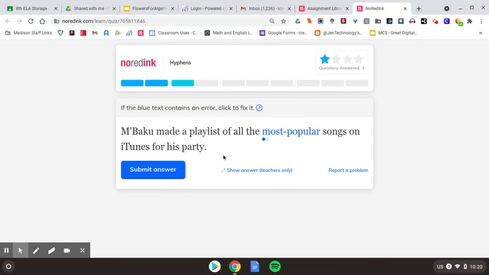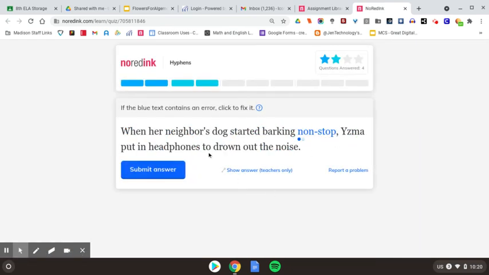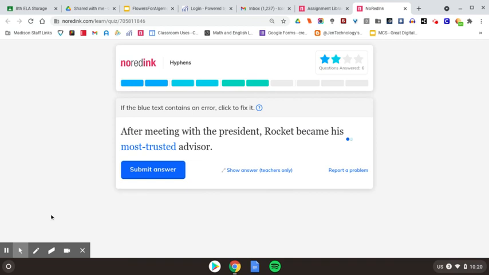Mabaku made a playlist of the most popular songs. I wrote down the word most, so we're getting rid of that hyphen. Telling you, using some notes. When her neighbor's dog started barking nonstop, I wrote down non, so we don't hyphenate that. Yzma, love her. All right, one more because this is so easy. When he went to Disneyland, hey, that's for you, Asher, used a prepaid gift card to buy each of his friends a snow cone. Well, that was nice of him. I wrote down the word pre, or the prefix pre. Submit answer. Boom.